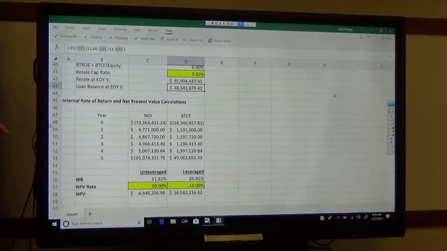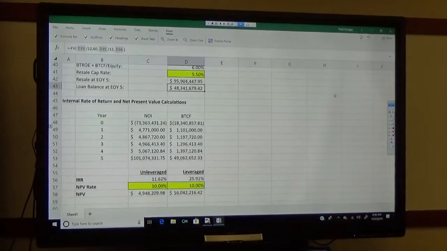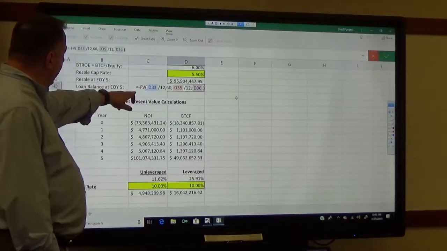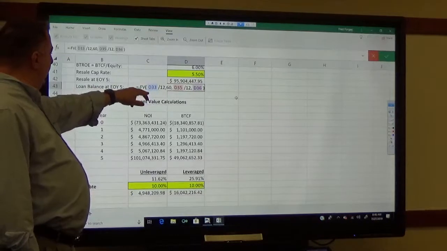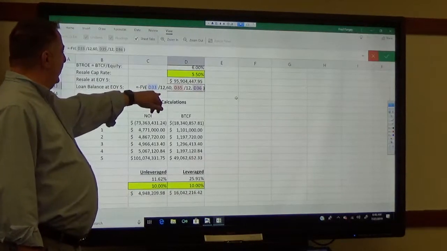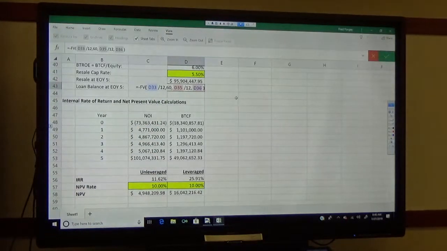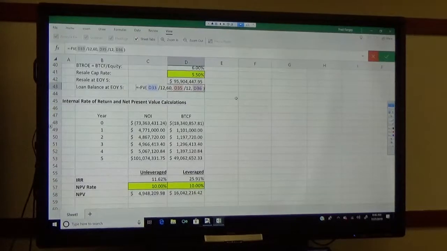Okay, all right. So the loan balance, how I got that, you can do this obviously in Excel, you can do it in a calculator, but basically you're just solving for future value. And what you're doing here is, once again, taking D33 divided by 12, which, as I recollect, should be the interest rate. Let's see here.